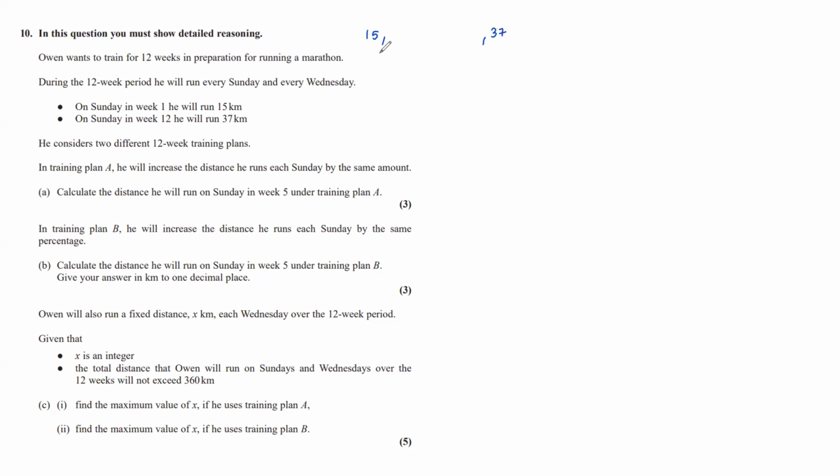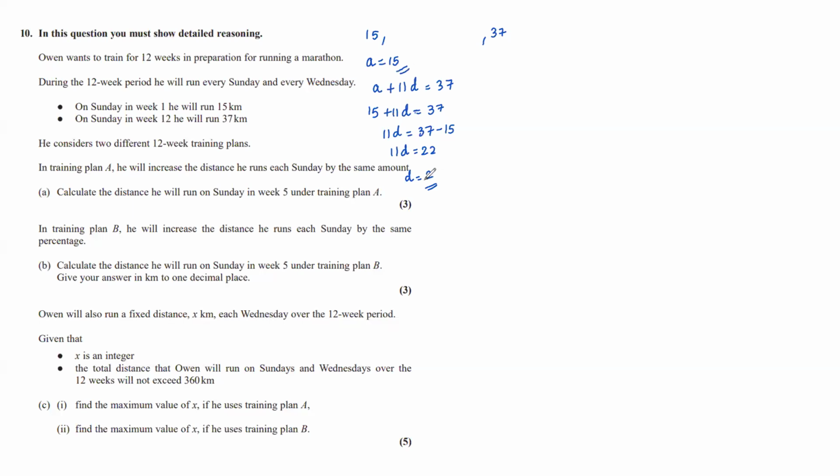So A is 15 and A plus, this is the 12th term. If it is the 12th term, then A plus 11D is equal to 37. So A, we know it is 15. 15 plus 11D is equal to 37. So 11D will be 37 minus 15. 37 minus 15 is 22. So 11D will be 22. D will be 2 in this case.